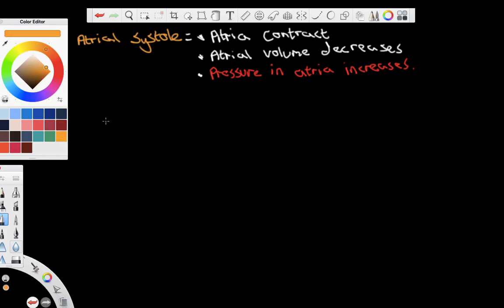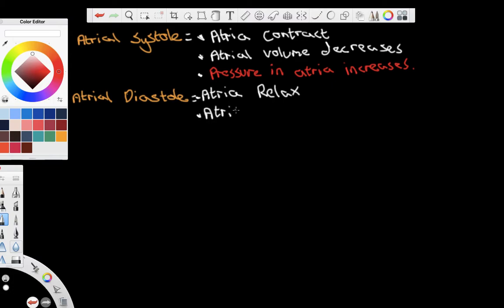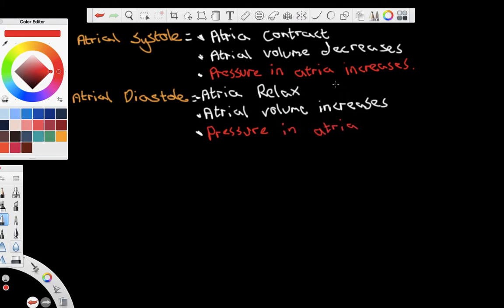Now we can do the same for atrial diastole. During atrial diastole, the atria relax. The atrial volume increases, and therefore the pressure in the atria decreases.